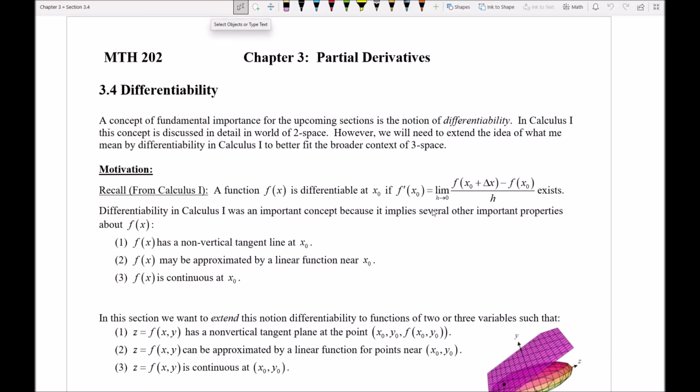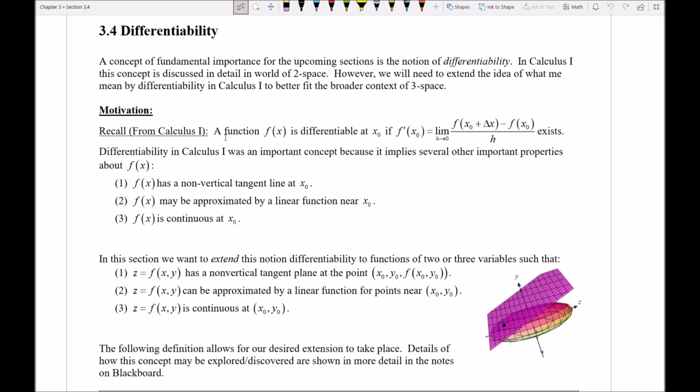In section 3.4, we're going to spend a little bit of time talking about a really crucial concept in all of calculus, which is the concept of differentiability. Now, this was a concept that back in Calc 1 was discussed very heavily, and as we've seen throughout this section so far, we're going to build our intuitions of how this terminology is going to be used in Calc 3 based on how it was used back in Calc 1. Okay, so let's take a look here at this opening motivation.